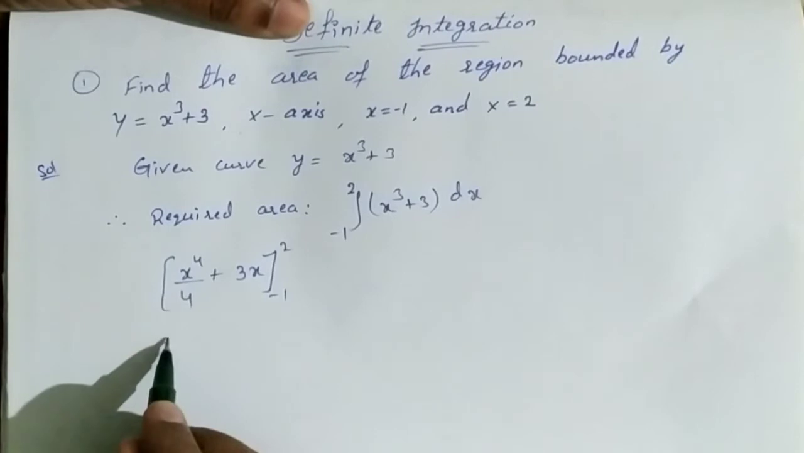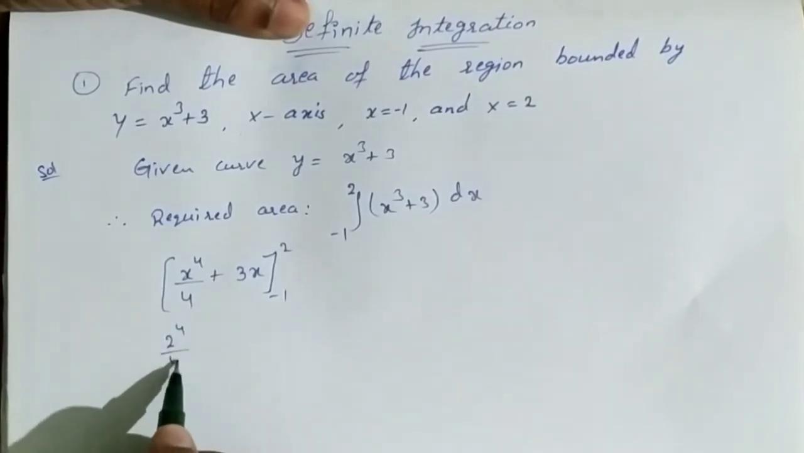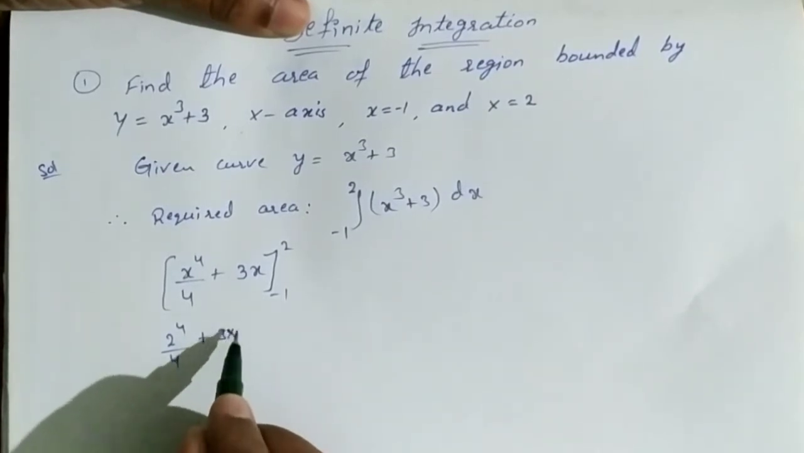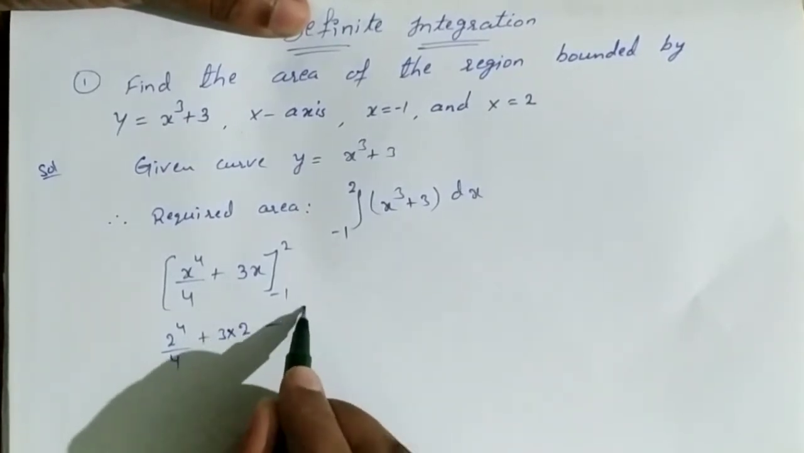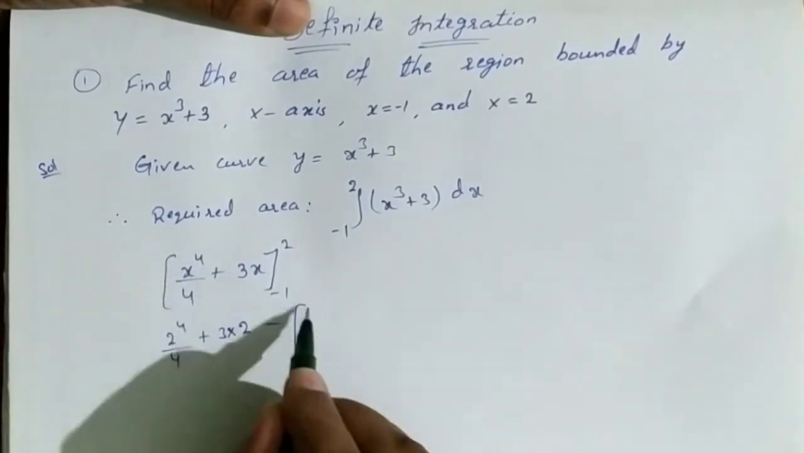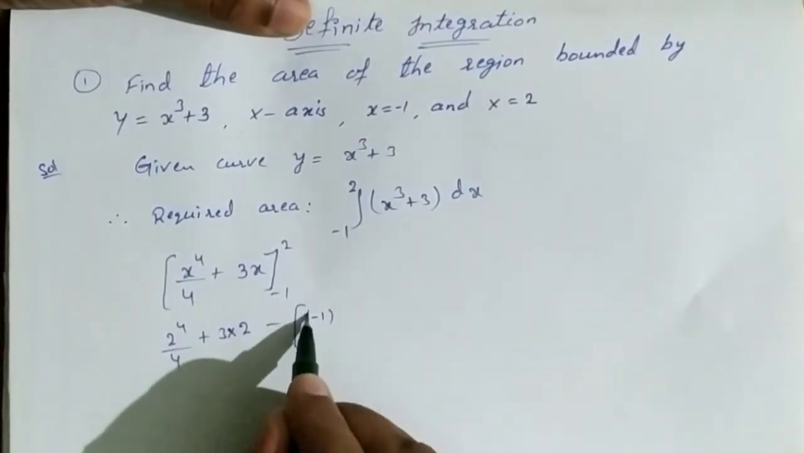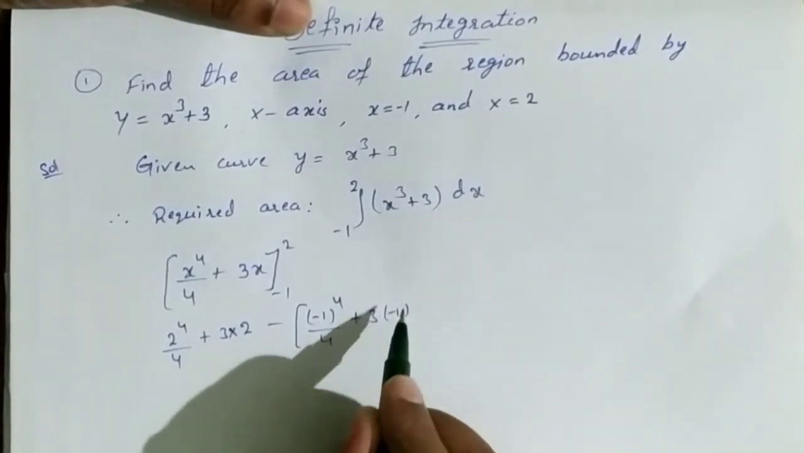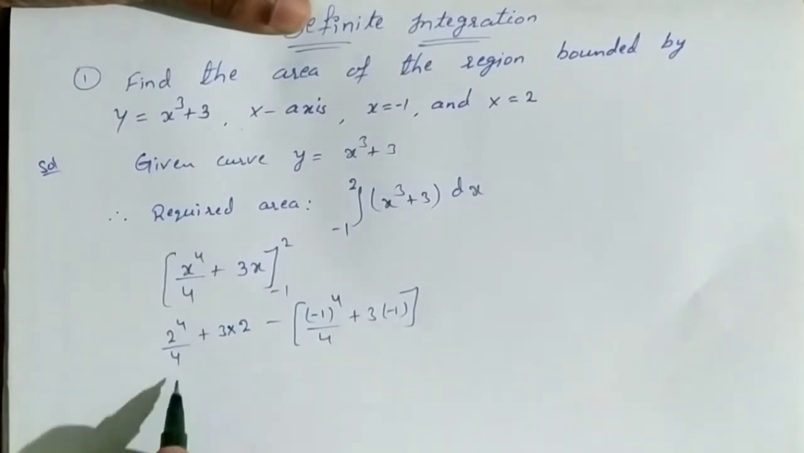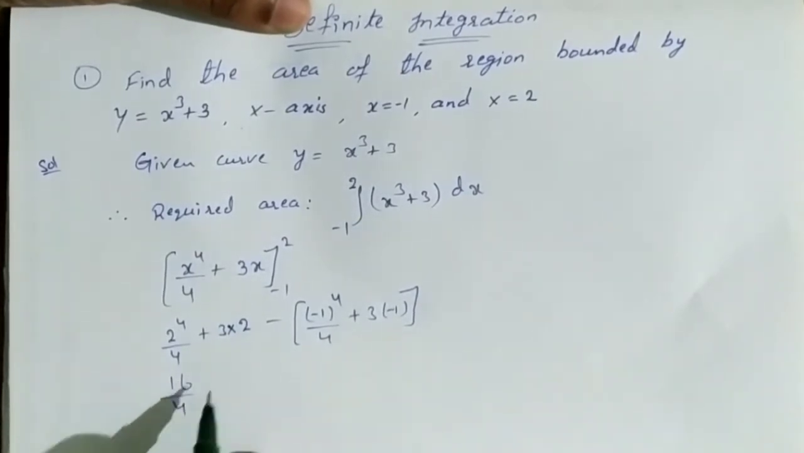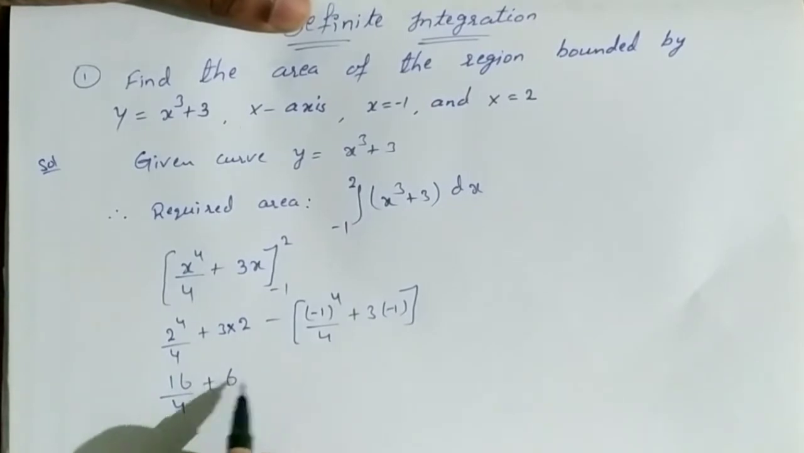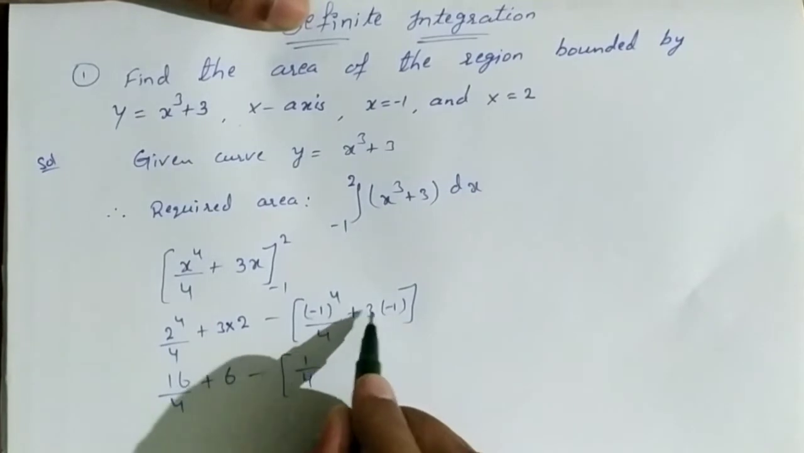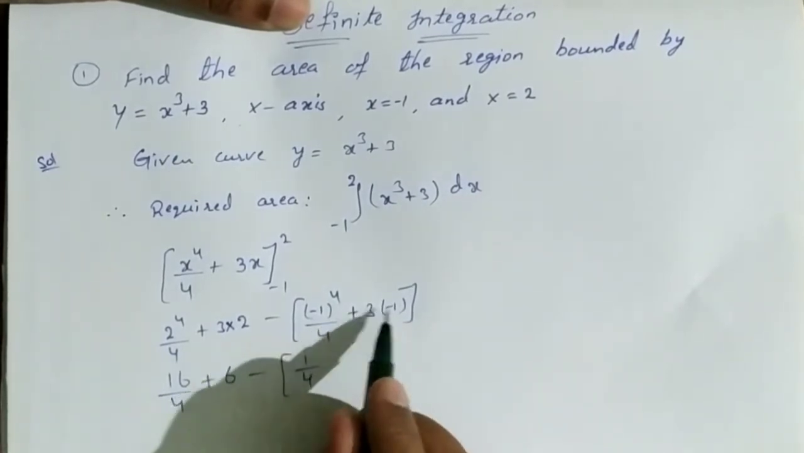So if we substitute, 2 to the power 4 by 4 plus 3 into 2, minus, in place of x we substitute minus 1, so minus 1 to the power 4 by 4 plus 3 into minus 1. 2 to the power 4 is 16 by 4, plus 3 twos are 6, minus 1 to the power 4 is 1 by 4, 3 ones are 3, and plus into minus gives minus 3.